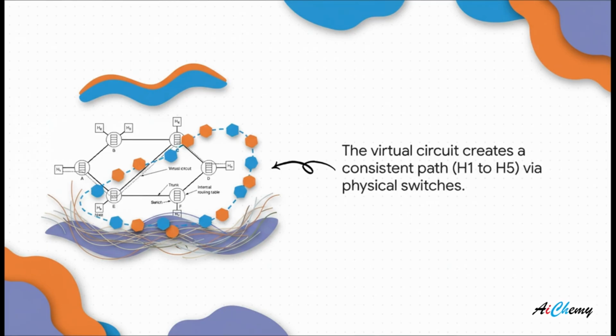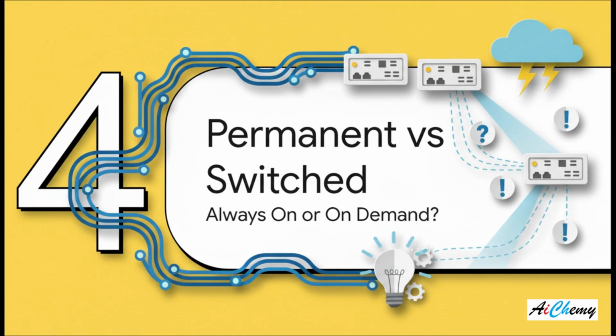It's what ensures your data arrives in the right order, even though it's sharing the physical wires with a whole bunch of other traffic. Okay, so we've got these logical paths, but are they always on, or are they just created when we need them? Well, it turns out you can have it both ways. Let's take a look at the two main types of virtual circuits.